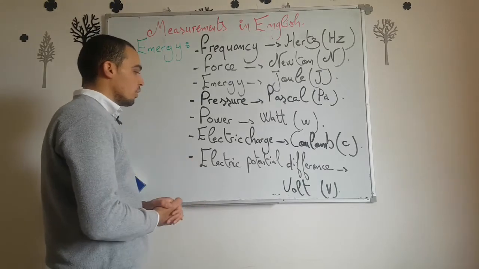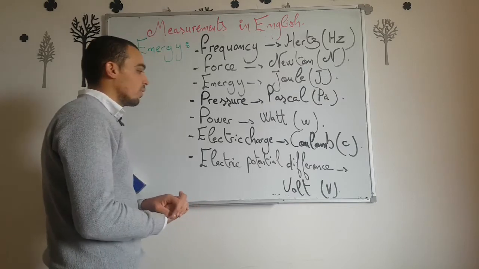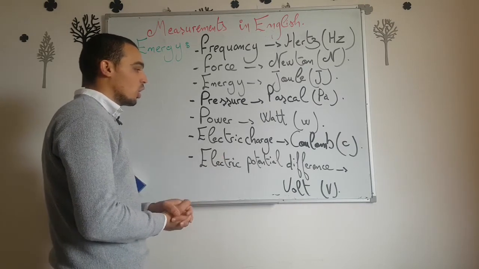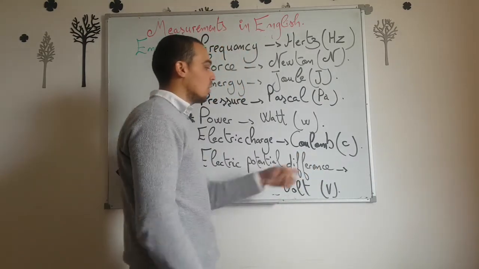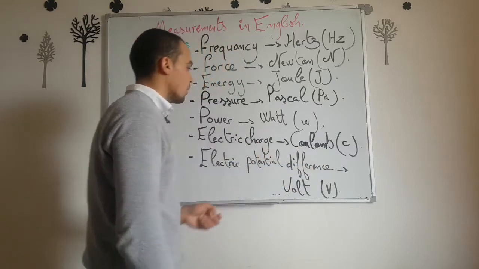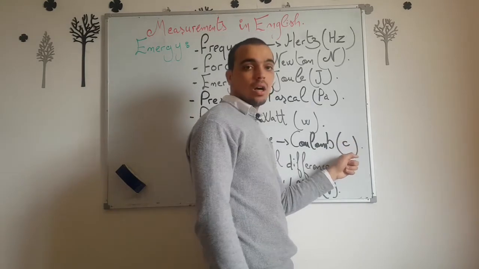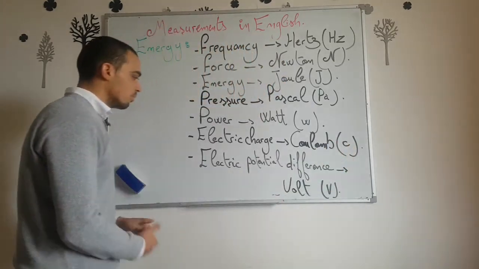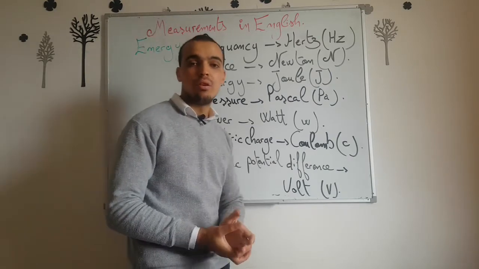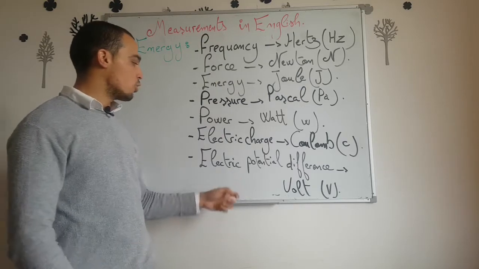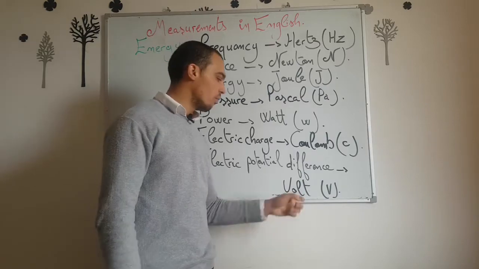We have also the electric charge. What unit is used to measure the electric charge? Here we have the coulomb. The coulomb is used as a unit to measure the electric charge, and its abbreviation is the C. We have also the electric potential difference, and in order to measure it, we use the volt.